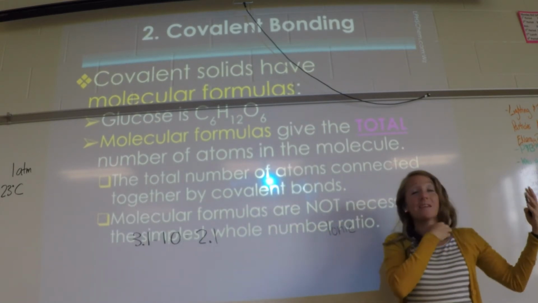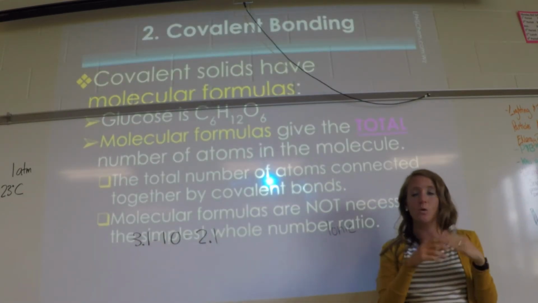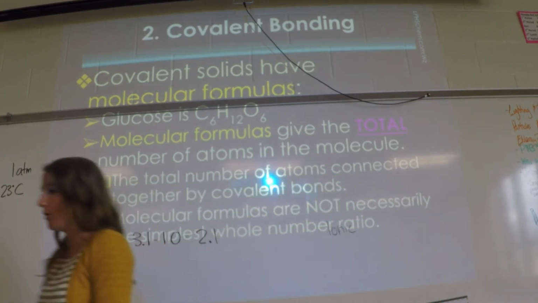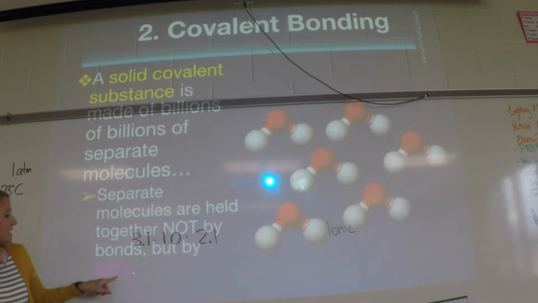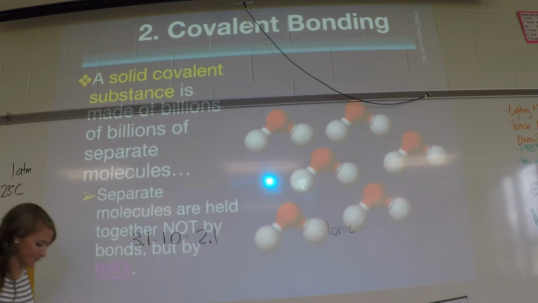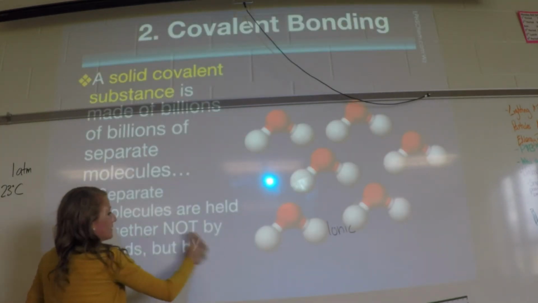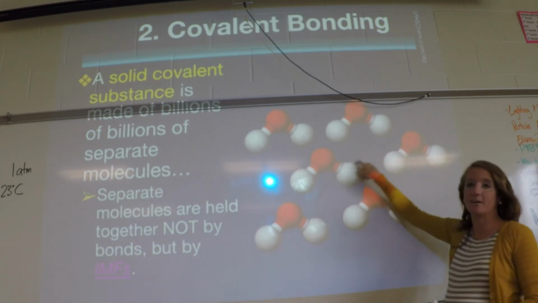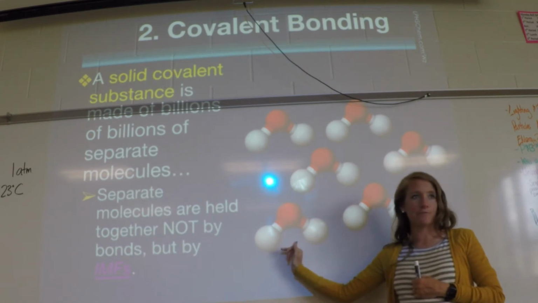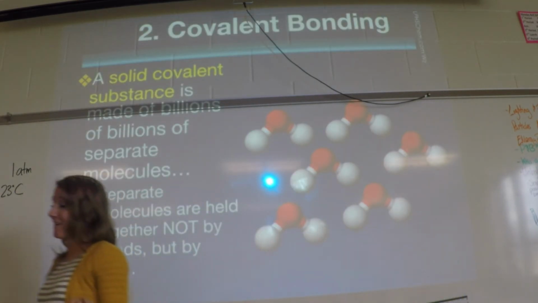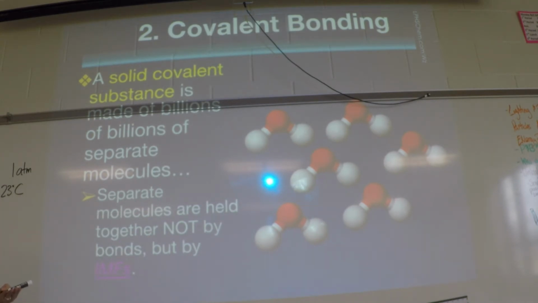So with ionics, we simplify the formula to the ratio. Covalents, we do not, okay? We write the total. The key thing that's different with covalents is that when I separate them, we're not separating the bond, we're separating the intermolecular forces, those IMFs. Just like we talked about when I boil water, these molecules are separating from each other, not the bond itself. Versus if I tried to boil salt, you're actually having to start breaking apart the forces.